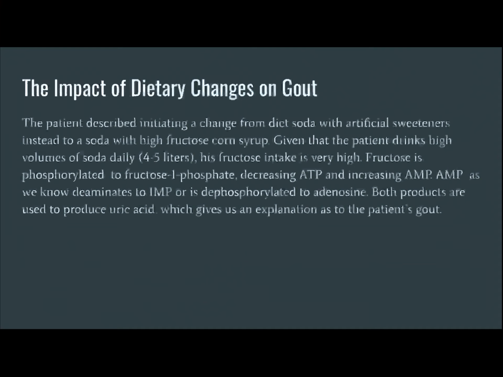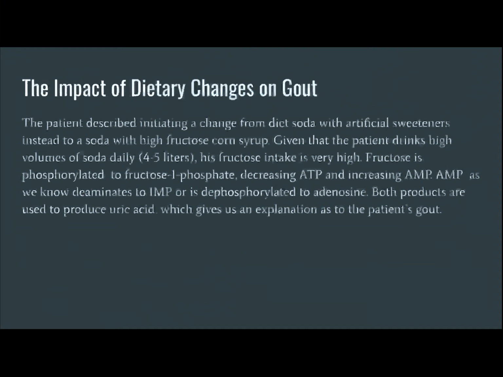Well, our well-meaning patient decided to do some work on his diet in the hopes that his health might improve. He'd heard that artificial sweeteners were worse than regular soda, which elicited a change in his diet from diet sodas to regular soda with high fructose corn syrup. The patient has mentioned drinking 4 to 5 liters of soda daily, meaning that he is now ingesting a very high volume of high fructose corn syrup.